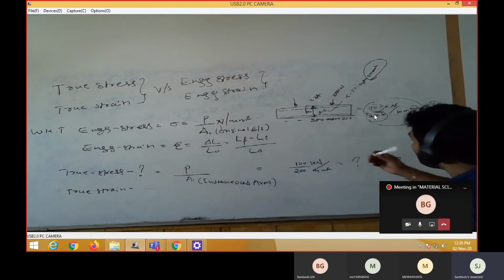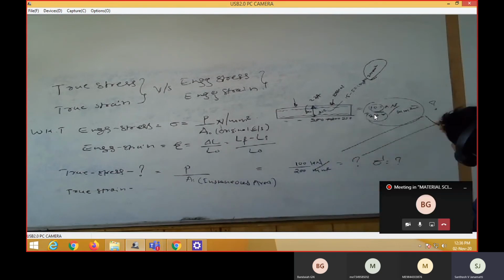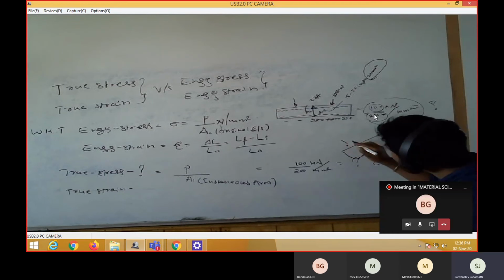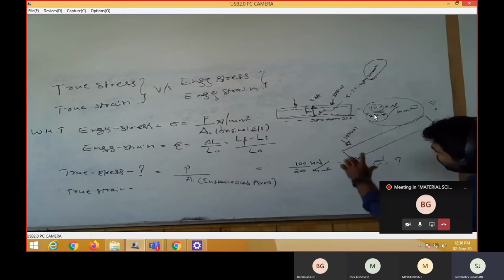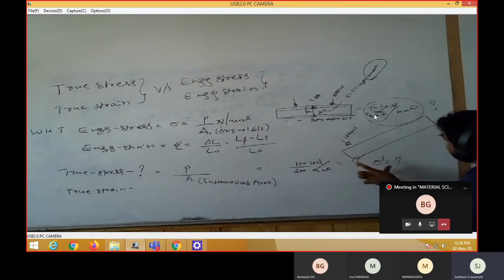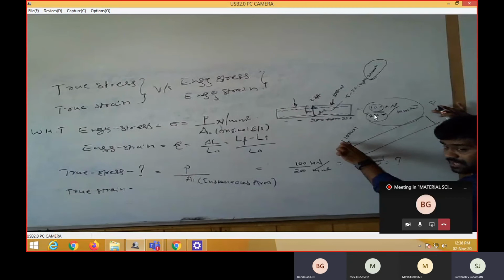Suppose this is a big sample, and you are applying a load here. You are applying a tensile or compressive load of around 100 kilonewton here. Due to this load, because the sample is so large in length, we are applying the tensile load. Am I audible?